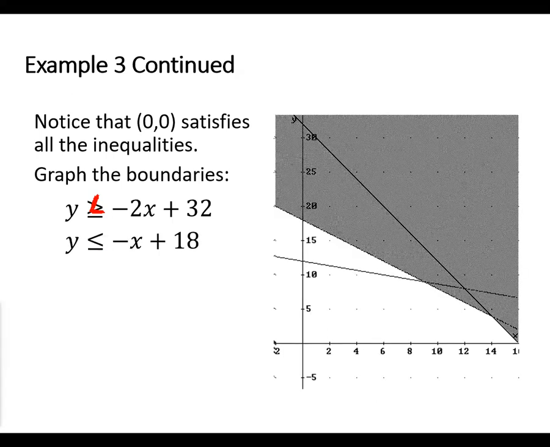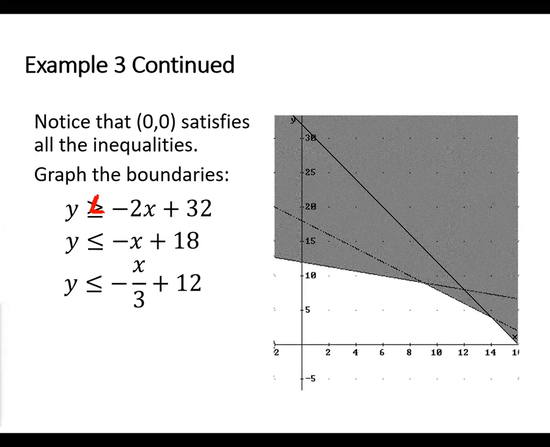Our next constraint says y is less than or equal to negative x plus 18. So 18 is our y-intercept. And we're going to go down 1, right 1, down 1, right 1, because that's our slope. And it says less than or equal to, so that means we want to cross off everything above. So notice how it keeps getting shaded above.